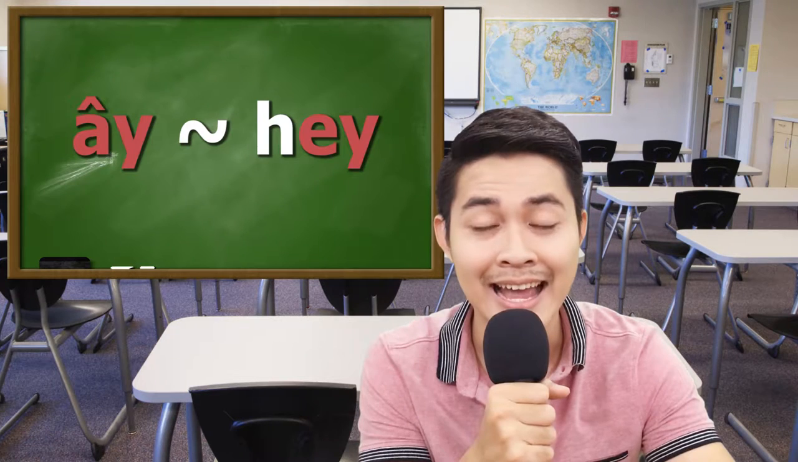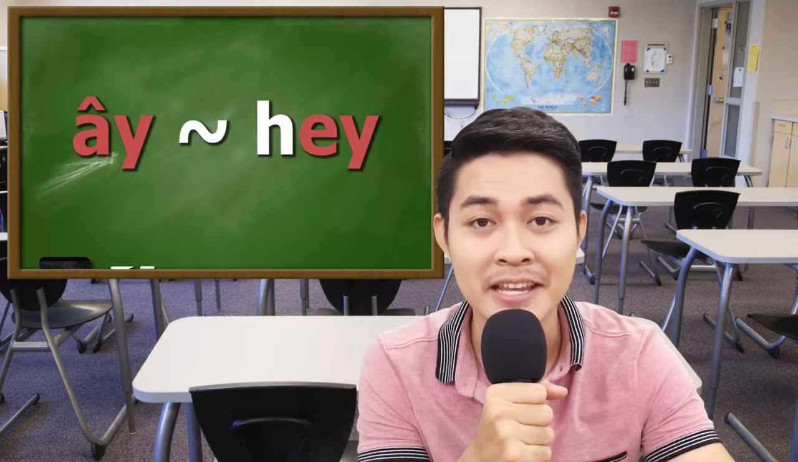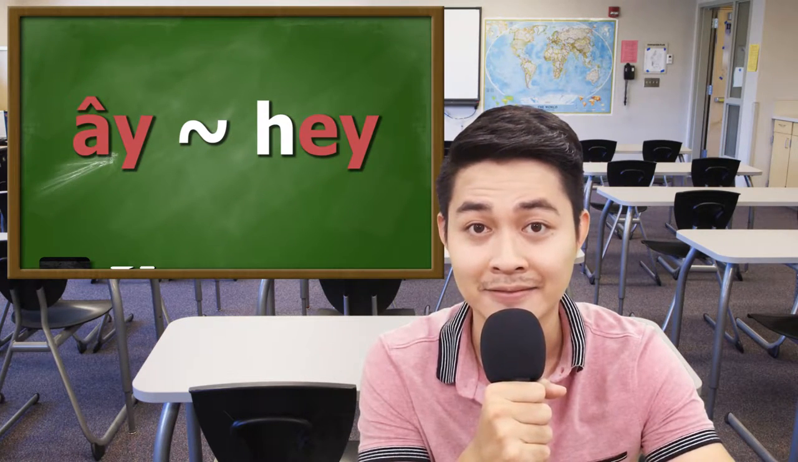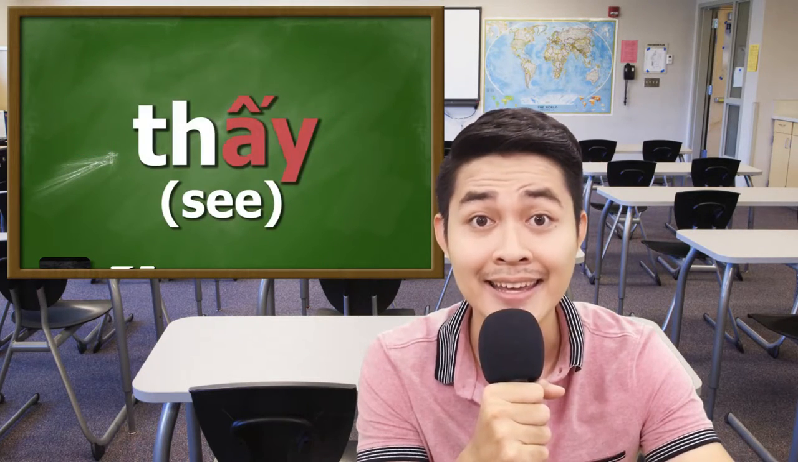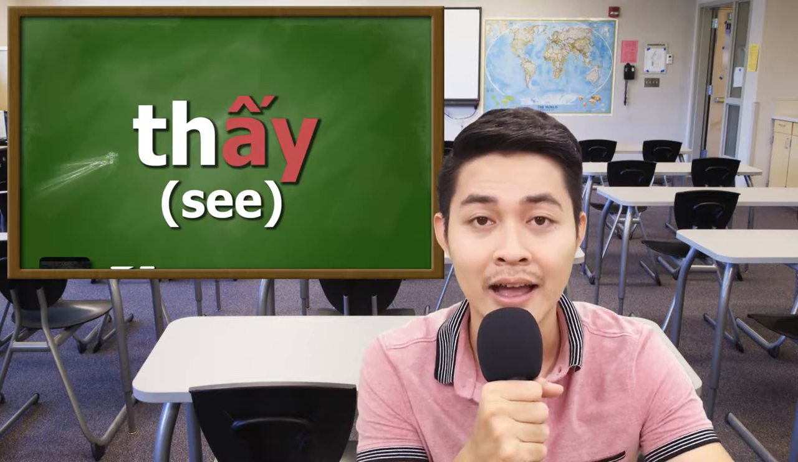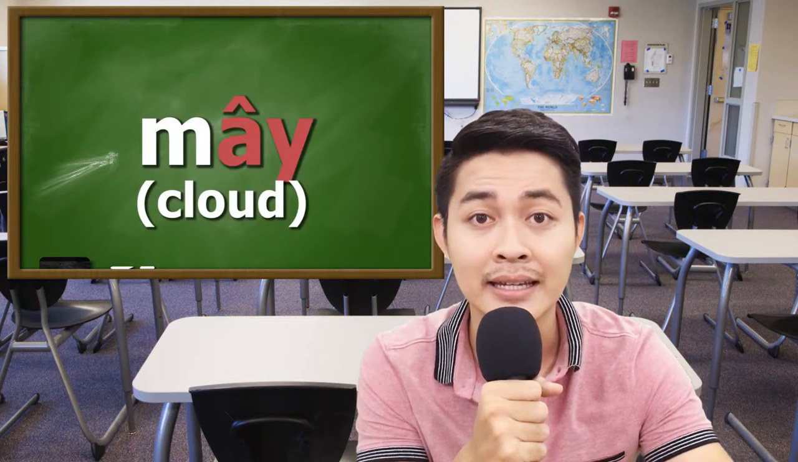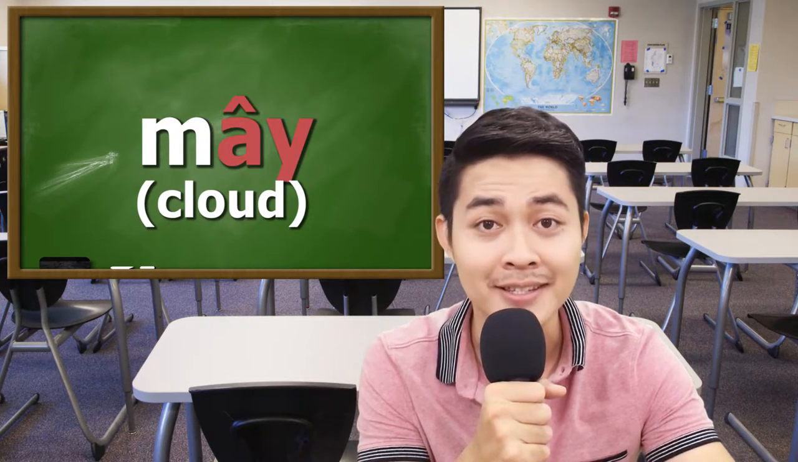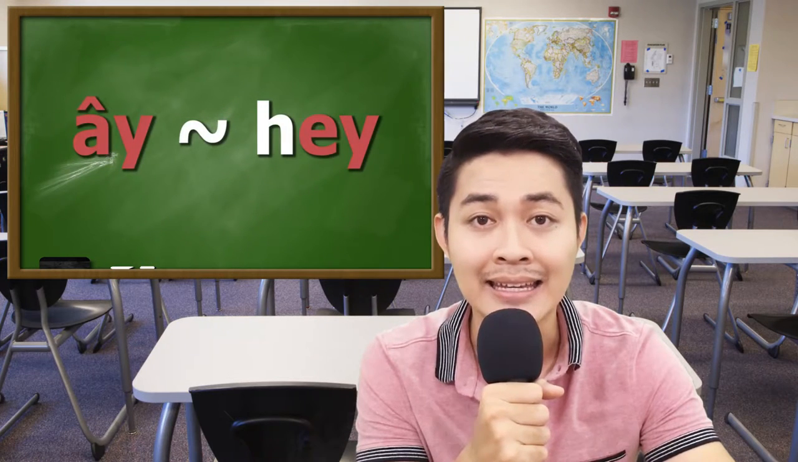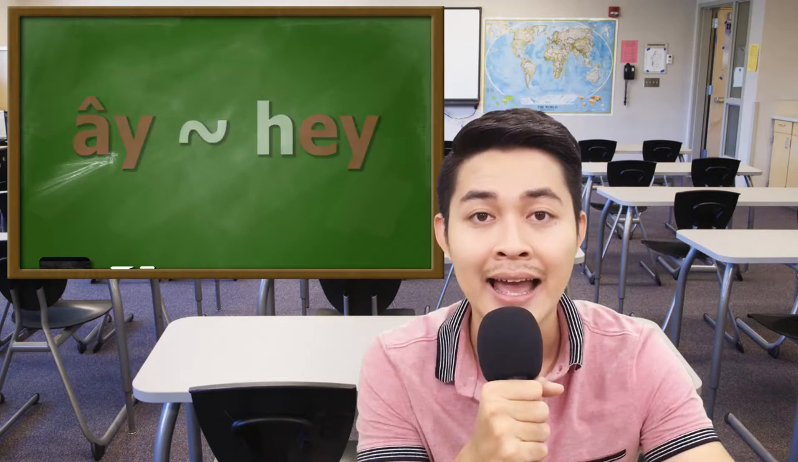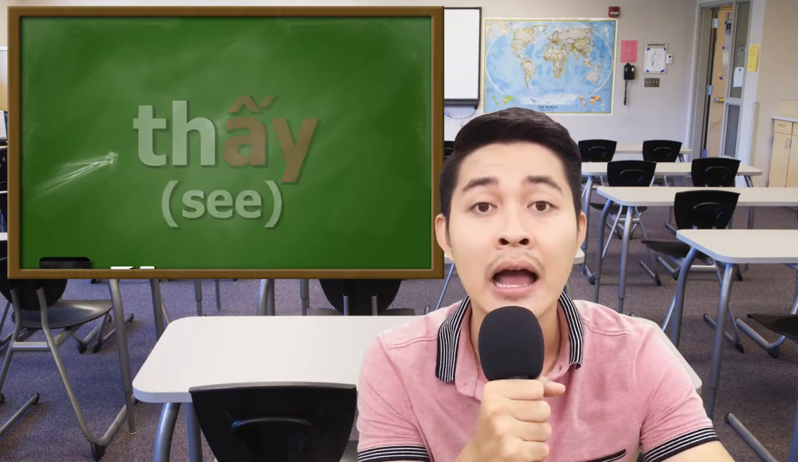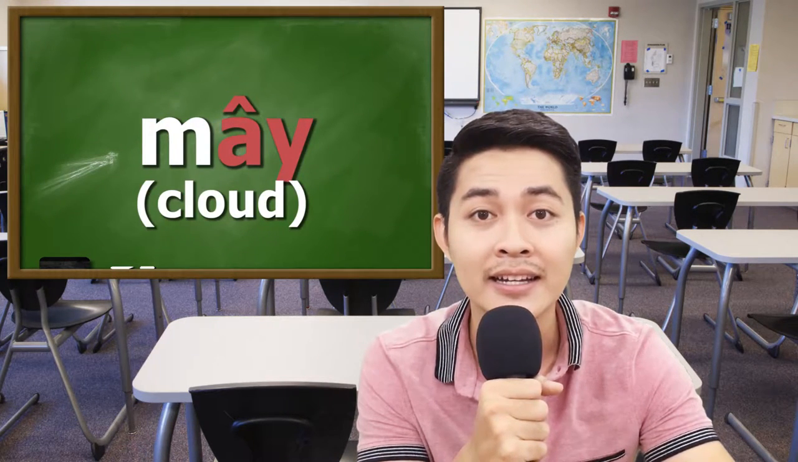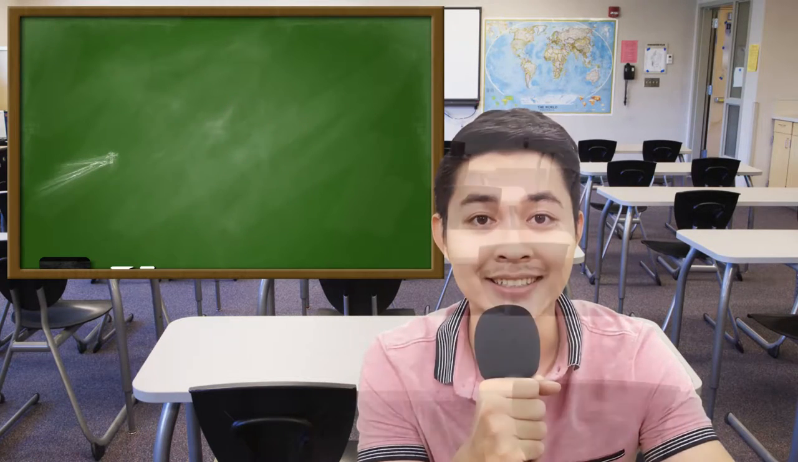Good. The next cluster is ây. This is similar to the sound in hey. For example, thấy, mày. Now repeat. Ây. Thấy. Mày. Good.